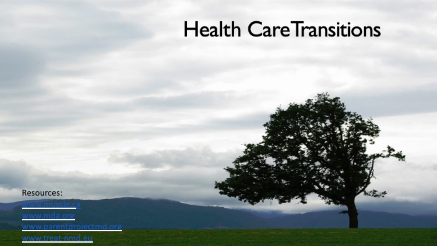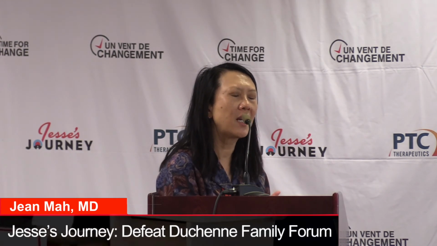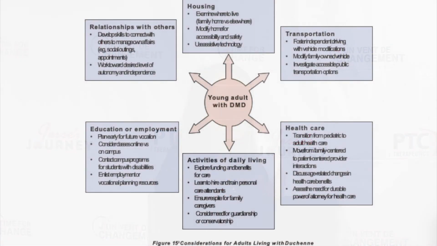So transition care is a time-consuming process. It doesn't happen at one visit. We start transitioning, and there are resources through the Family Guide as well as the MD Association, Jesse's Journey, as well as other parent organizations like Parent Project. And the idea is to plan early, so mid-adolescence, 12, 13, 14 years. There is a transition clinic in place at the Children's Hospital that will start, and we have also been working with our adult neuromuscular and physiatry colleagues.